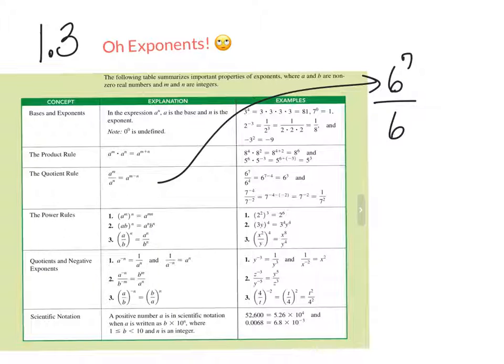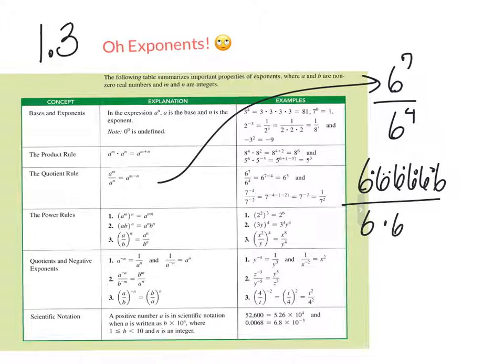Now for the quotient rule, 6 to the 7th over 6 to the 4th, okay? I know that it says here that it's subtraction, which it is. A to the m over a to the n is a to the m minus n. But where is that coming from? That's coming from, there's 7 6's on the top. 1, 2, 3, 4, 5, 6, 7, multiplying. 4 6's on the bottom, multiplying. And we're going to reduce.